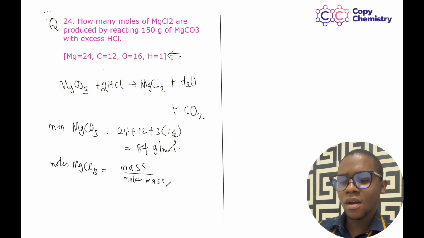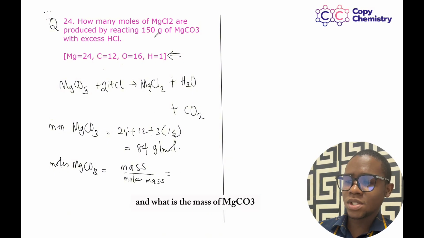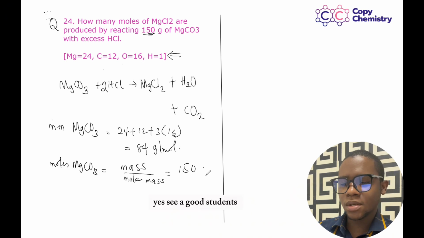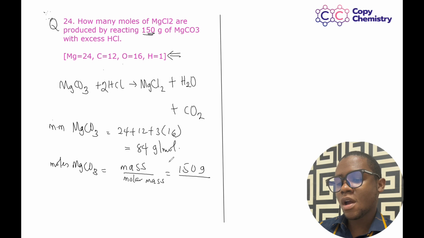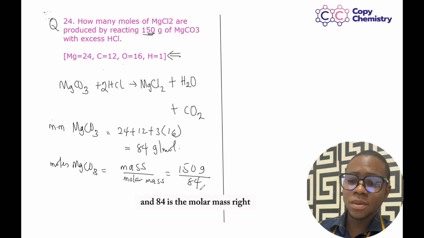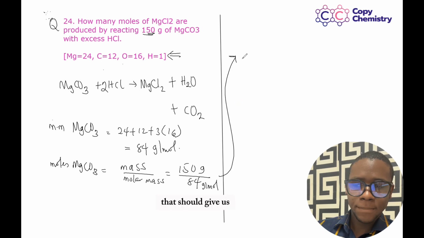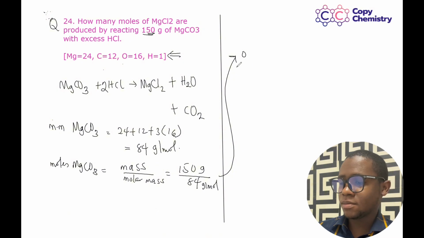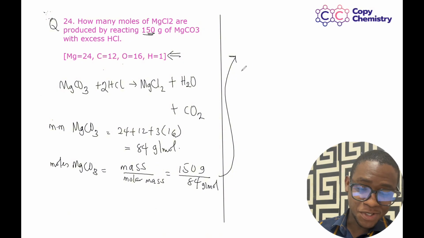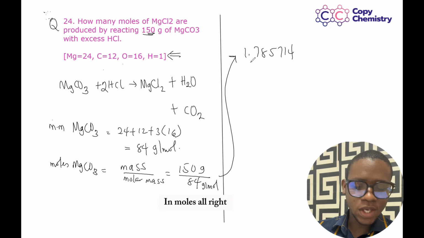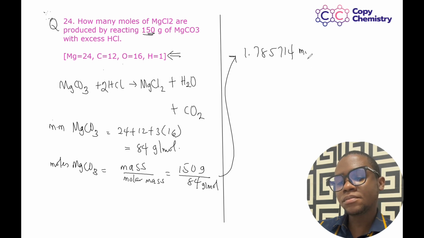And what is the mass of MgCO3? 150. Yes, see, a good student. And 84 is the molar mass, right? Very good. So let us solve that up here. That should give us 0. What? Most of these things give us 0, but this time around it's not 0. It's 1.785714 in moles. All right.